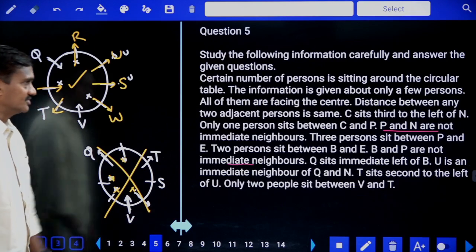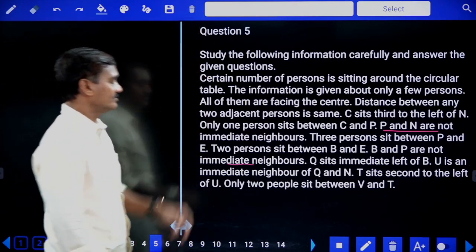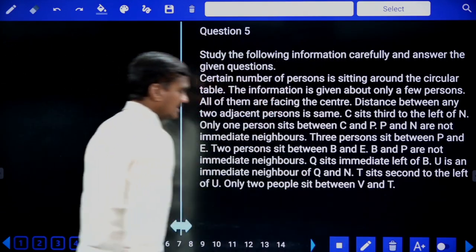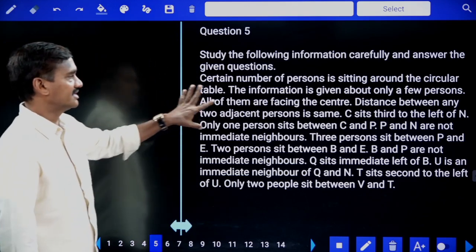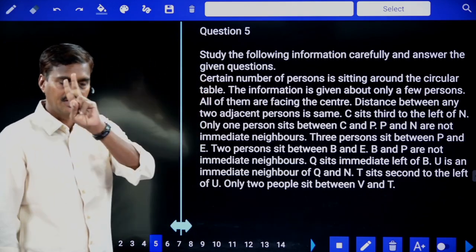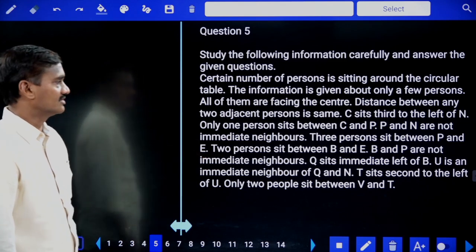Now this is about the 4th set. Then coming to this one, 5th one. Now in this 5th one, certain number of persons were there. Certain number of persons, that too circular arrangement, it will take around 2 minutes. Please start working out this one.